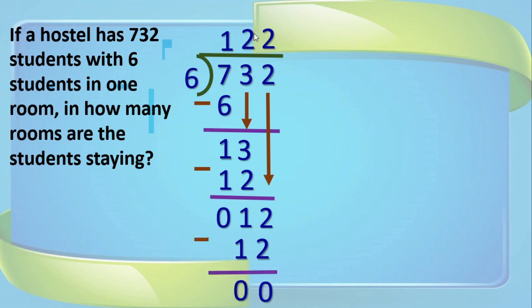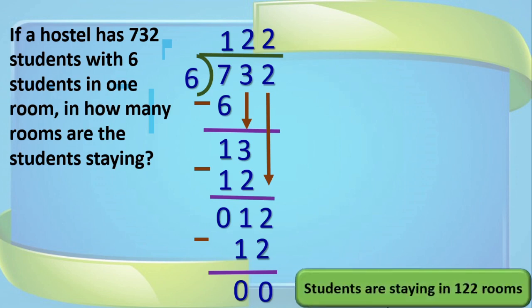Means how many rooms are occupied by the students? Yes, students are staying in 122 rooms. Okay, got this, children? Here we can see equal distribution, right?